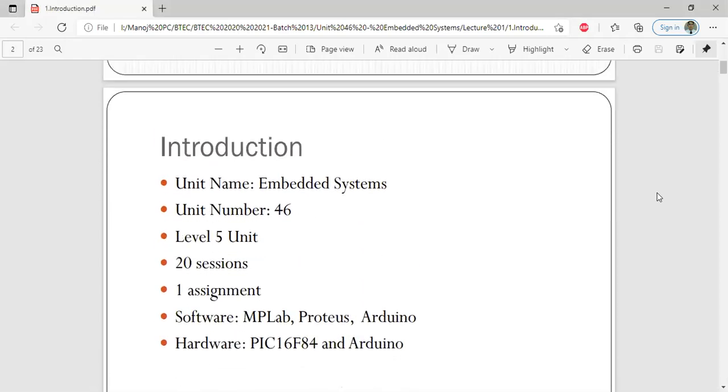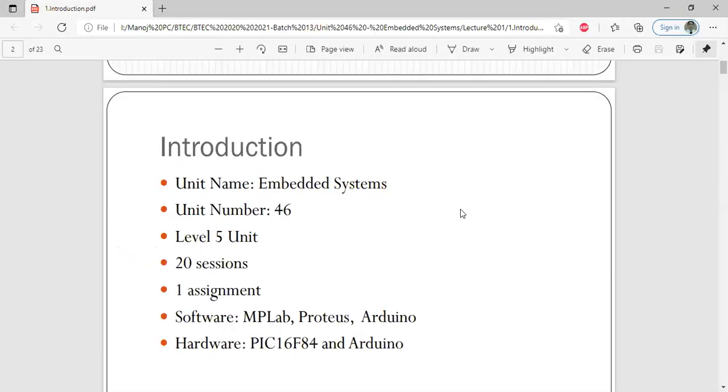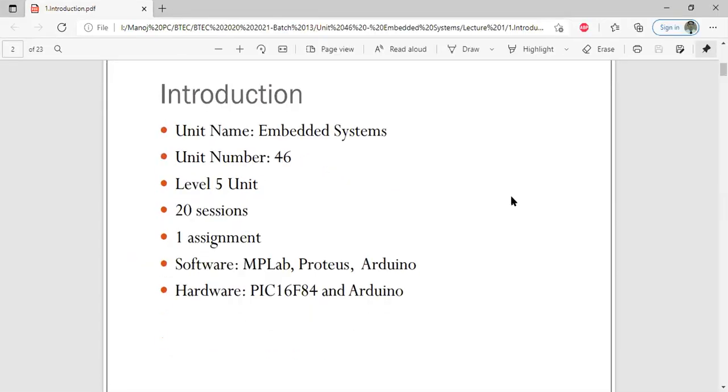So here, can you all see this? Yes, right? So this is Embedded Systems, the unit number is 46, and this is a level 5 unit, right?